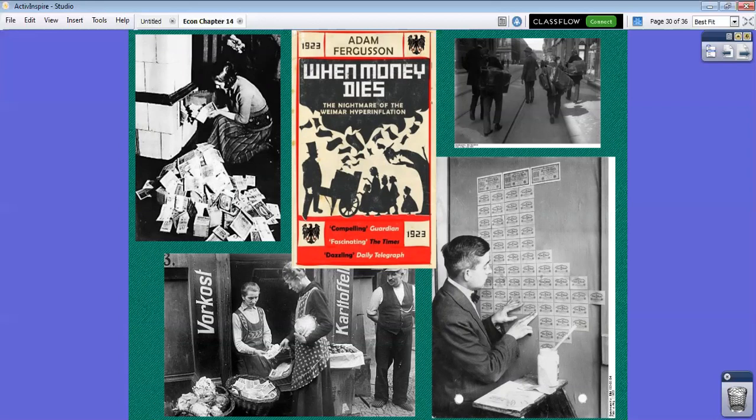You were oftentimes paid multiple times a day because the value of money changed so drastically in just a single 24-hour period. You would get paid in the first part of the day, and you needed to go spend that money. You needed to go buy groceries for your family, because if you didn't, that money would become worthless by the end of the day. And you can see in the far right corner that money was so worthless that people wallpapered their walls with money.